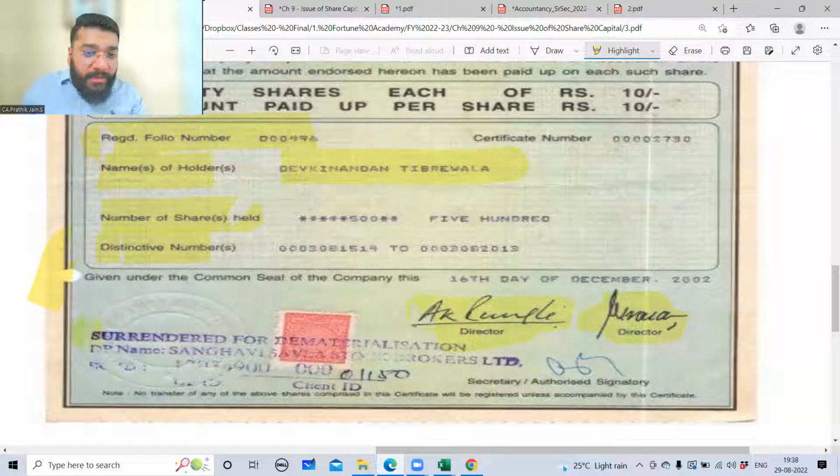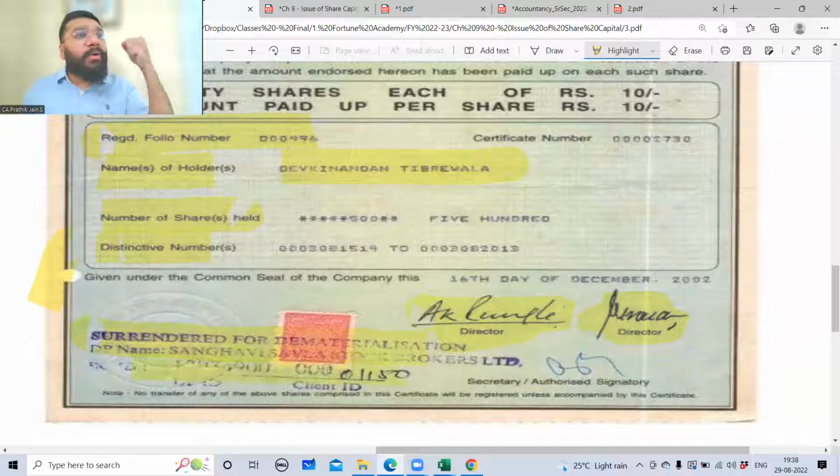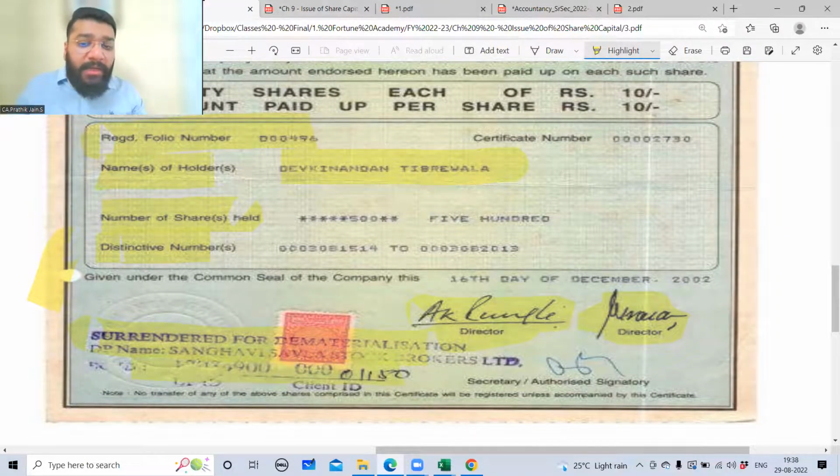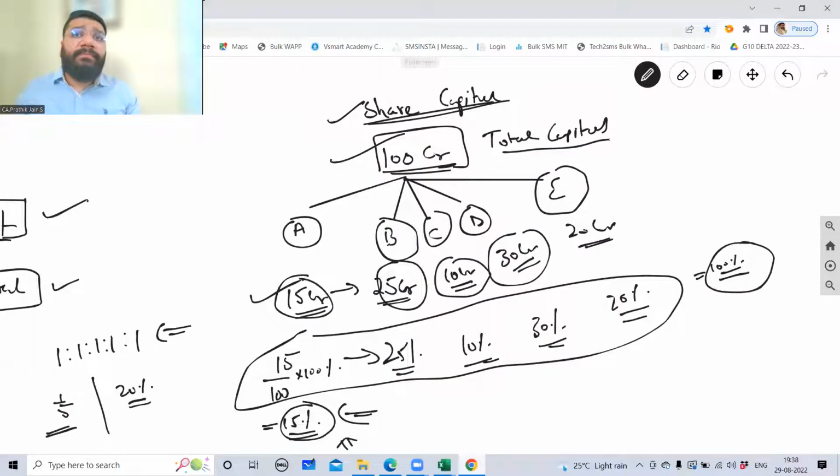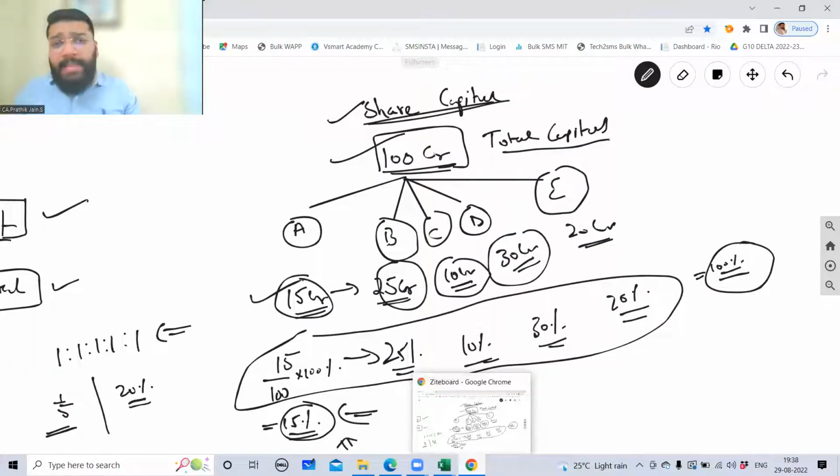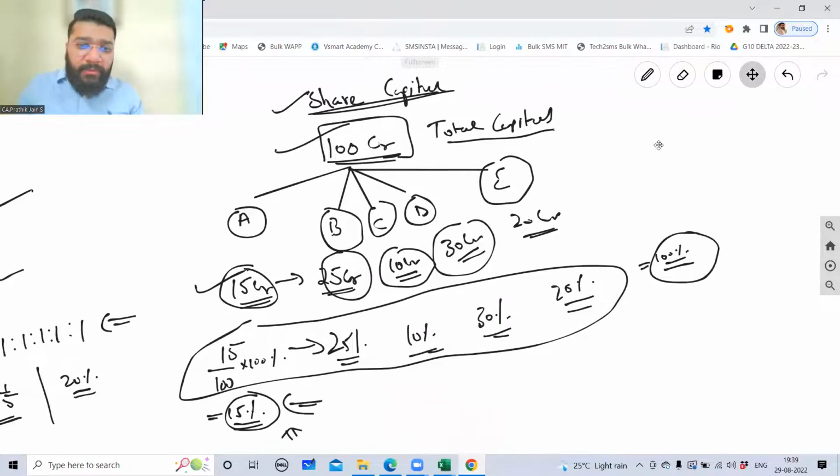This is the common seal of the company. You can see there's a seal of the company, blue color seal. That is called the common seal of the company, etc. Any difficulty understanding this? Folio number is absolutely created by the company. It has to be in a serial number. It's basically a serial number.